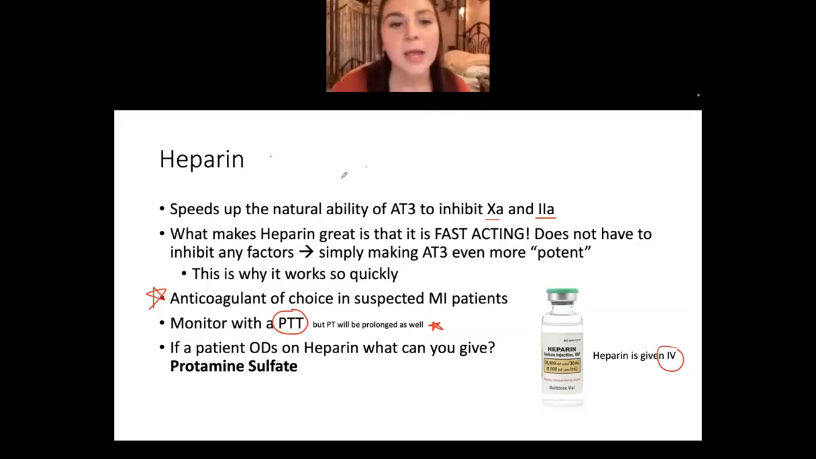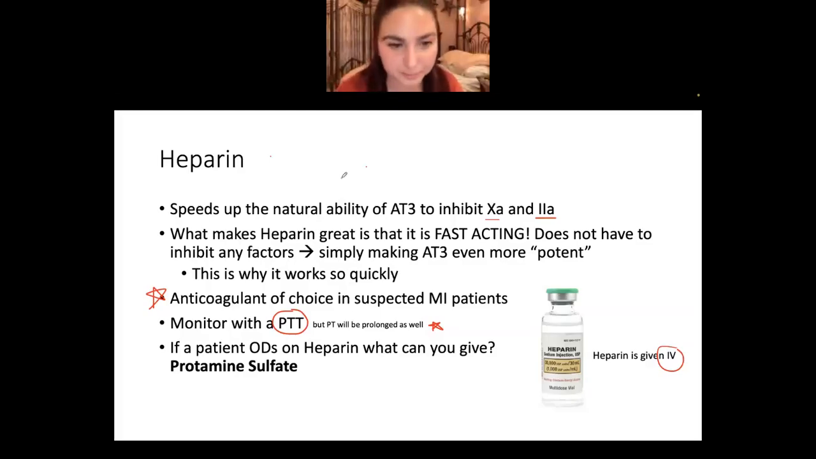For this, if a patient ODs on heparin, and I say OD, I mean they're just taking too much heparin, you're like, oh no, I don't want them to bleed out. So what can you give now? With warfarin, you give fresh frozen plasma, cryoprecipitate, vitamin K. You give them things to replenish the factors. With heparin, there's actually an antidote.